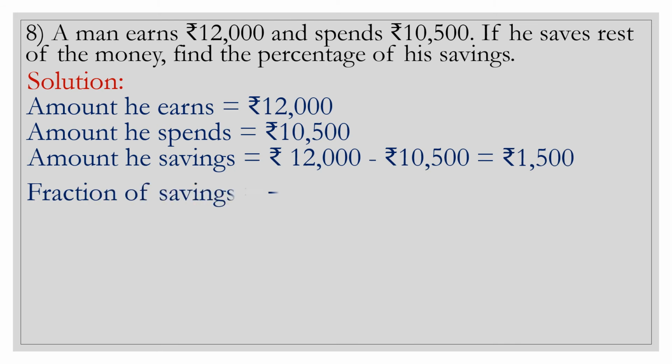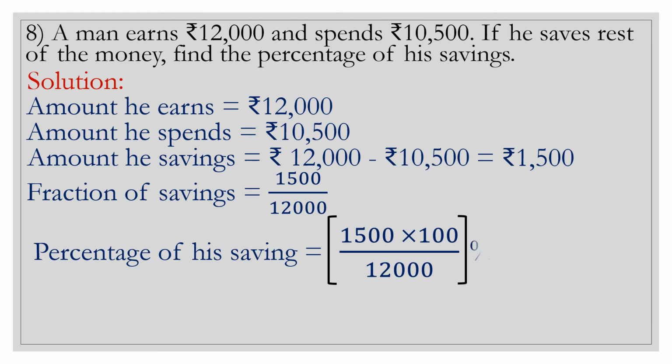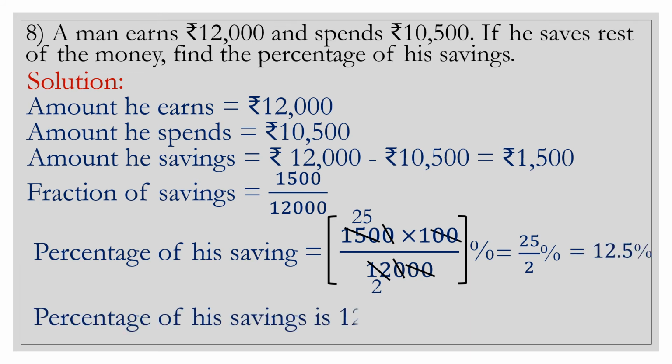So the fraction of savings is equal to 1,500 upon 12,000. And percentage of his savings is equal to 1,500 upon 12,000 multiplied by 100. Write down in bracket and put the percentage symbol. Now simplify. Cut 20 by 20. Again cut 10 by 10. See, 12 and 150 both are divisible by the same digit 6. So divide. 6 2s are 12 and 6 25s are 150. Now it cannot be further divisible. So we have 25 upon 2%. So divide 25 by 2. We get 12.5%. So percentage of his saving is 12.5%.